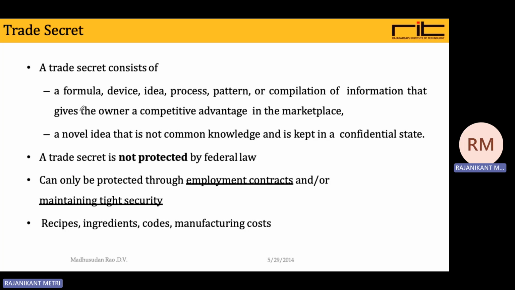Now the next is trade secret. A trade secret consists of a formula or a device or idea, process, pattern or compilation of information that gives the owner a competitive advantage in the marketplace. So it may consist of a formula, device, idea, a novel idea that is not common knowledge and is kept in a confidential state. So these things are trade secrets.